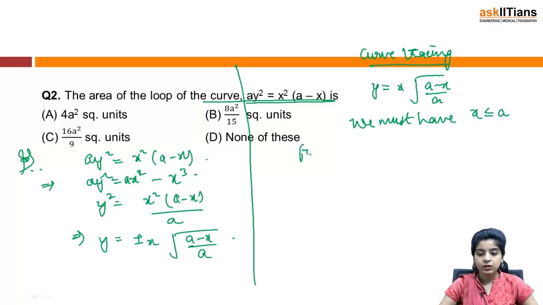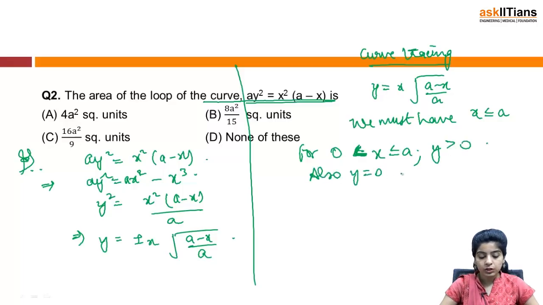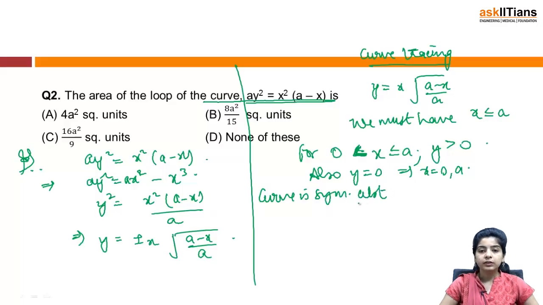Then for 0 less than x less than or equal to a, y is positive, and also y equal to 0 implies x is 0 or a. Moreover, the curve is symmetrical about the x axis.